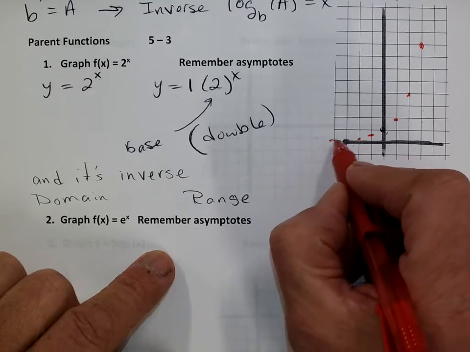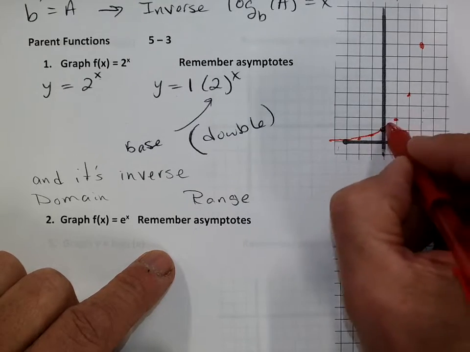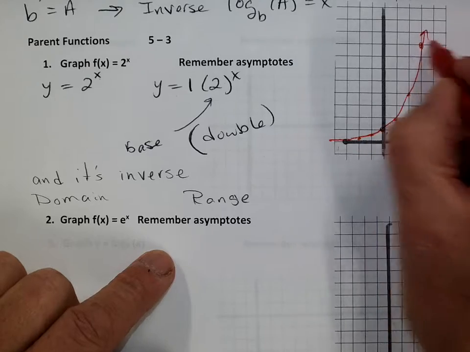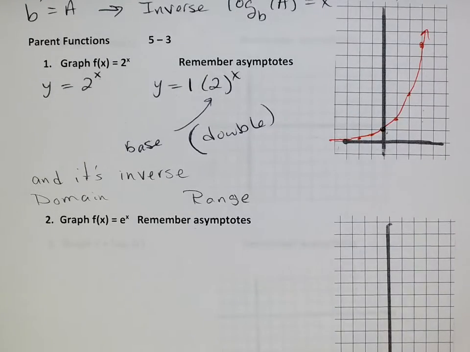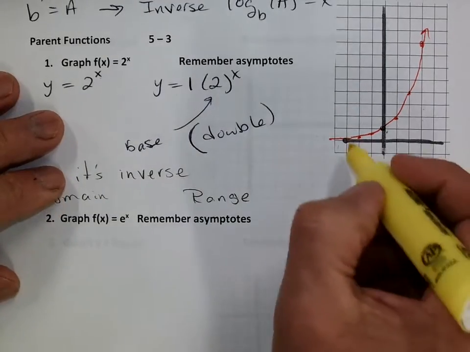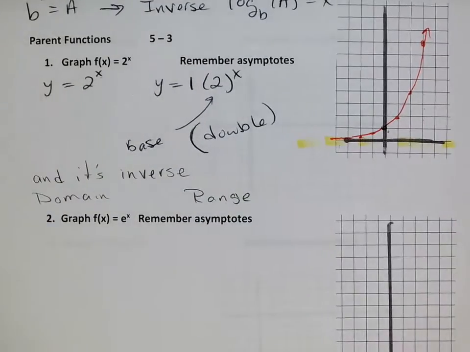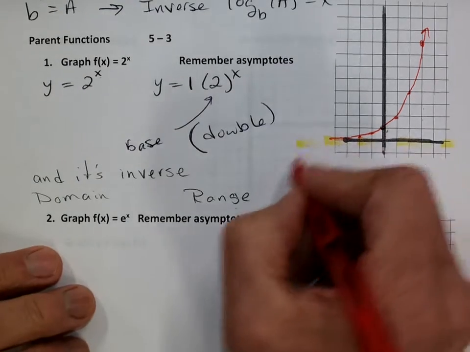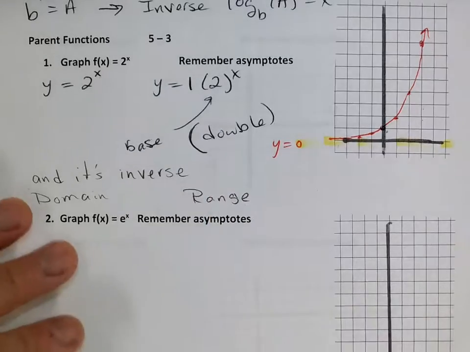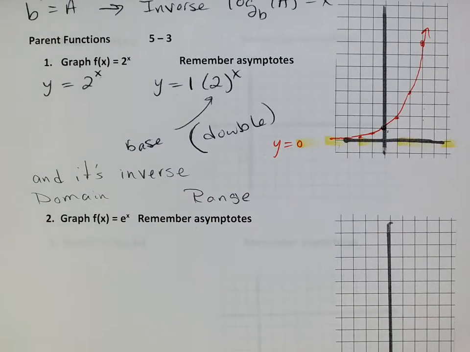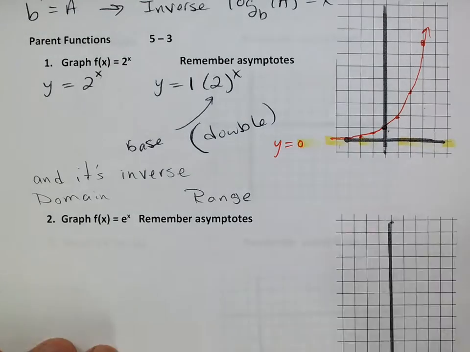Okay, and we know that if we graph this, it looks like that. Okay, it has a horizontal asymptote, which we've talked about. It has a horizontal asymptote right here at y equals 0. So I'm going to write that in. There's my horizontal asymptote.